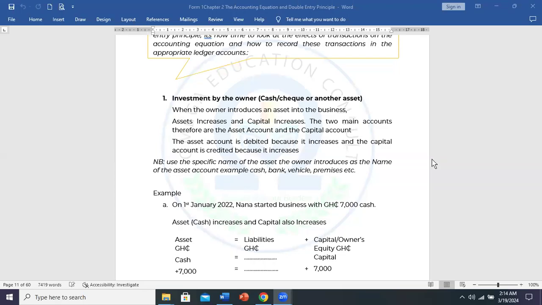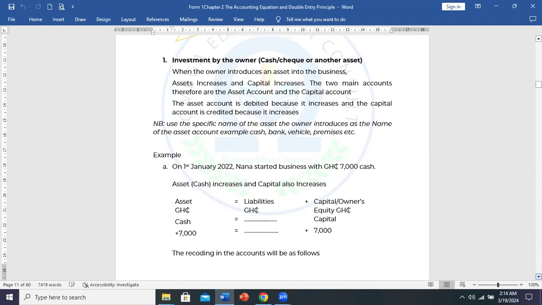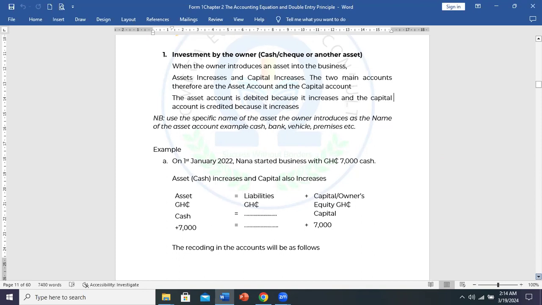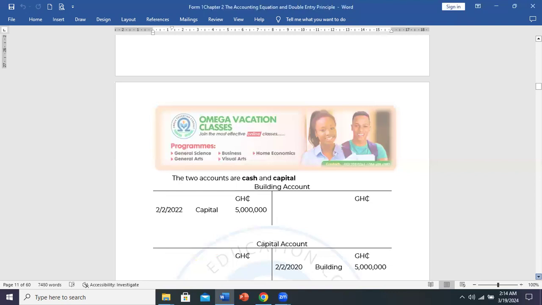So in today's lesson, we are going to continue with the rest of the 11 basic transactions and see if possible we can solve some illustrations thereabout. Okay. So yesterday we were able to go through investment by the owner and acquisition of an asset by a business. So I want to believe you are very okay with the first two transactions that we discussed. If not, please ask any question you want to ask.